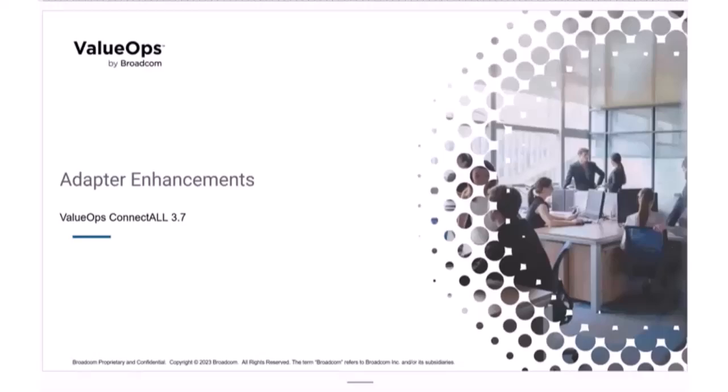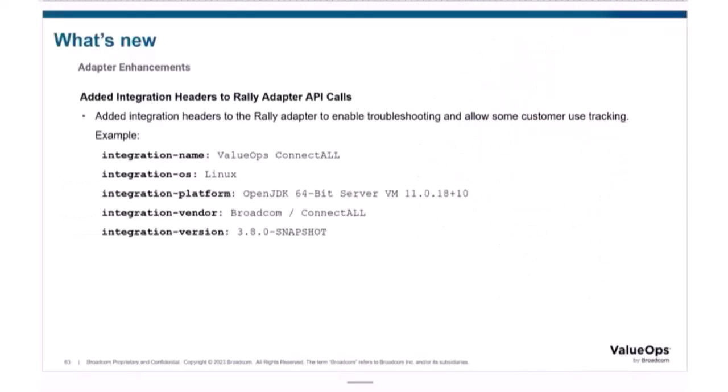The team also made a handful of adapter enhancements. These are pretty targeted. One of them actually came from our support team, which was a request to add Rally adapter API headers to support troubleshooting in Rally. So we added these integration headers to the API calls. This will make it easier to identify the API calls coming from ConnectALL, as well as give us a little bit of visibility into how our customers are using the Rally adapter.